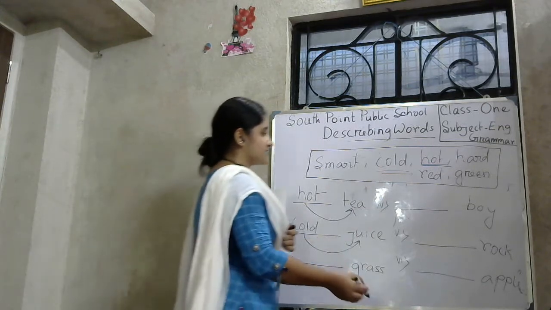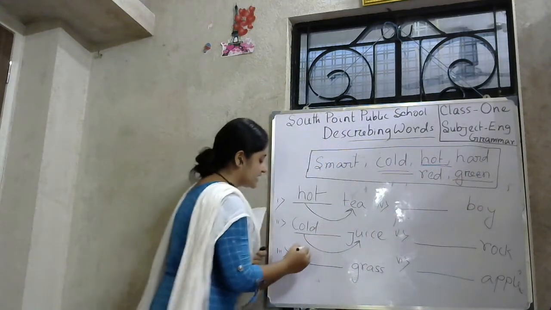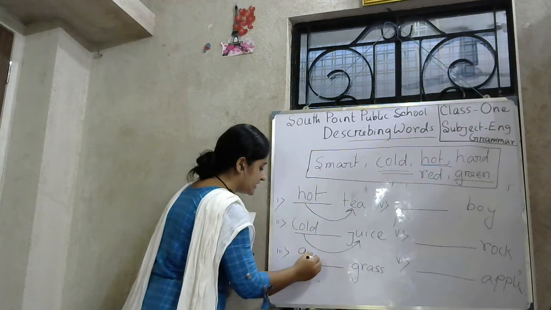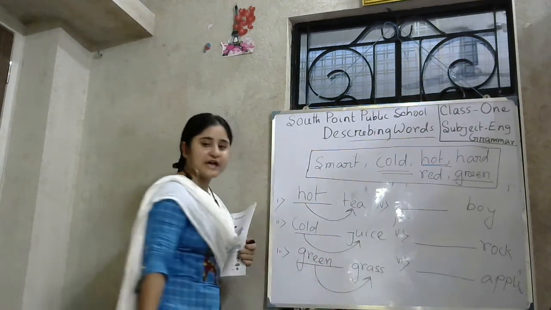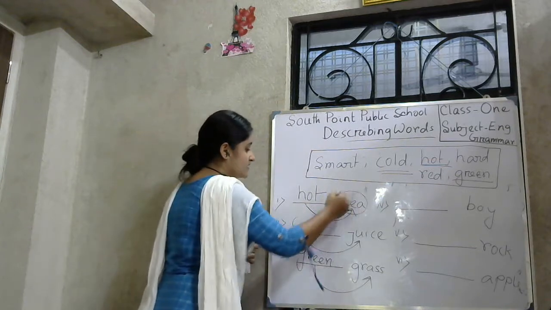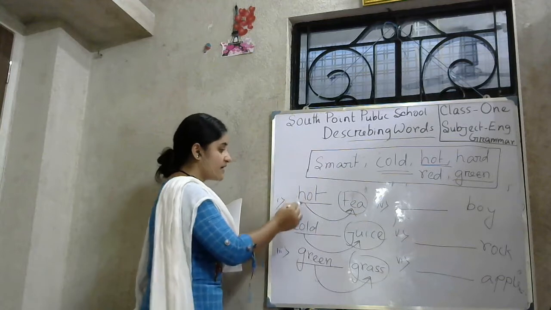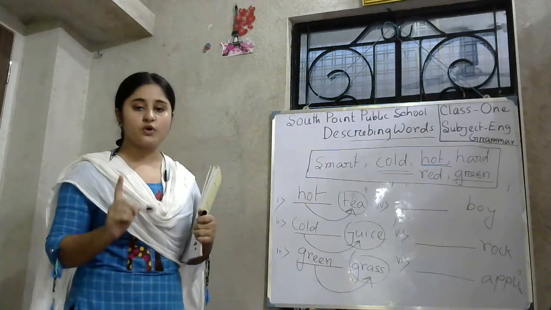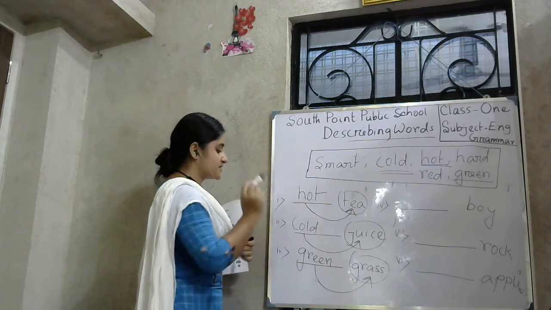Next, dash grass. Naturally, grass is green. So you have to write green grass. G-R-E-E-N, green. Here the word green describes the noun grass. The words tea, juice, grass are nouns. Remember that describing words always tell more about the noun. That's why these are called adjectives or describing words.